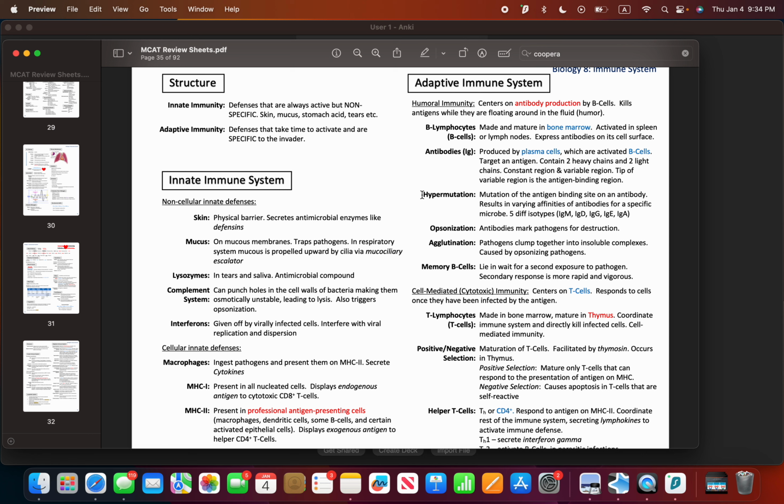And we have also hypermutation. So it's a mutation that happens on the variable region of the antibody. It's a mutation of the antigen binding site on an antibody.